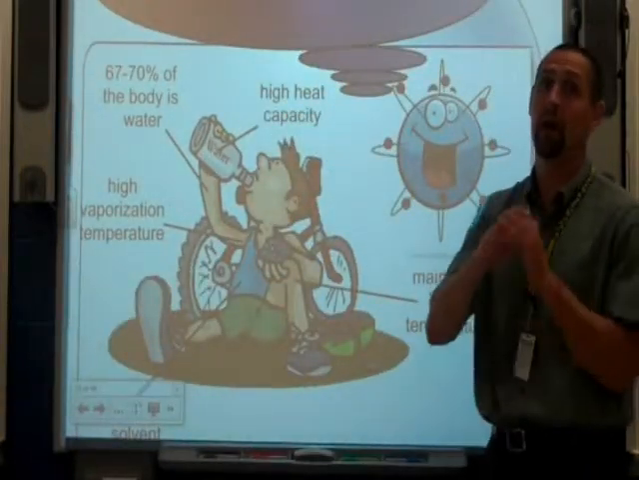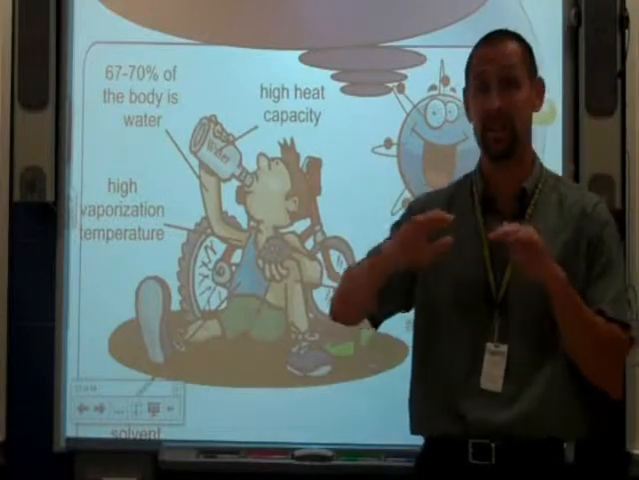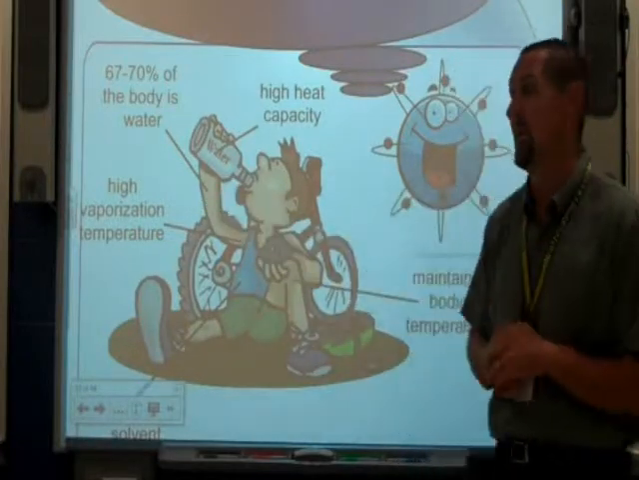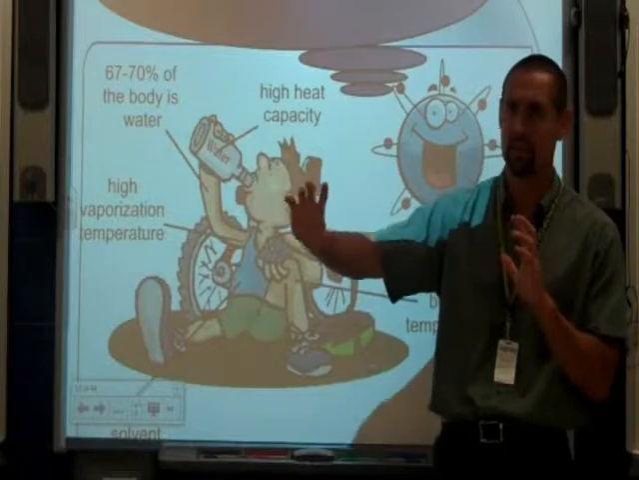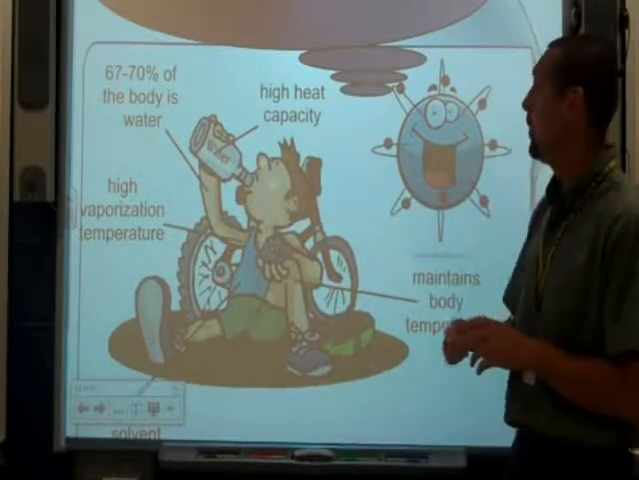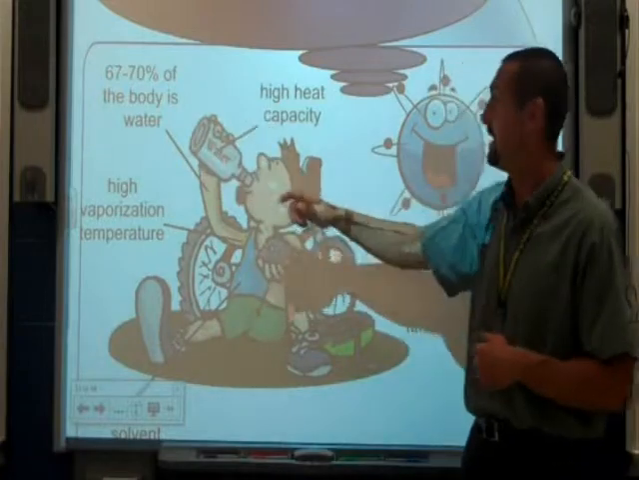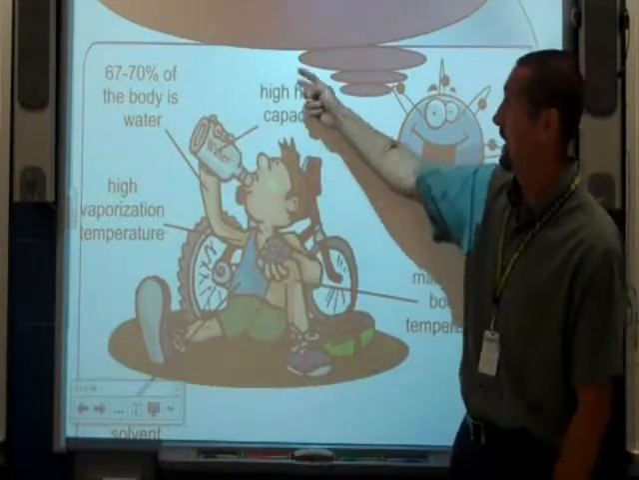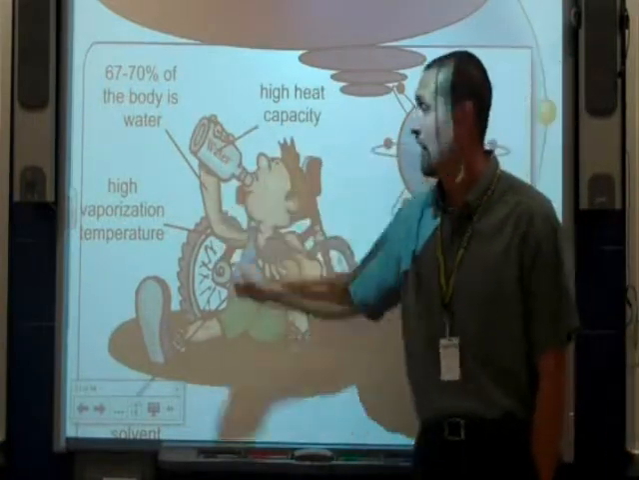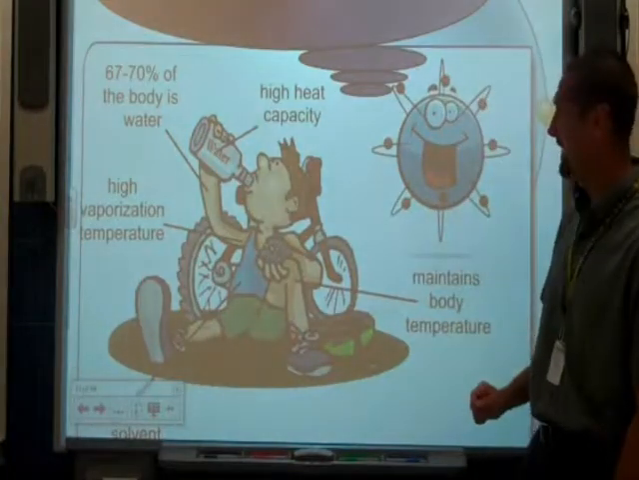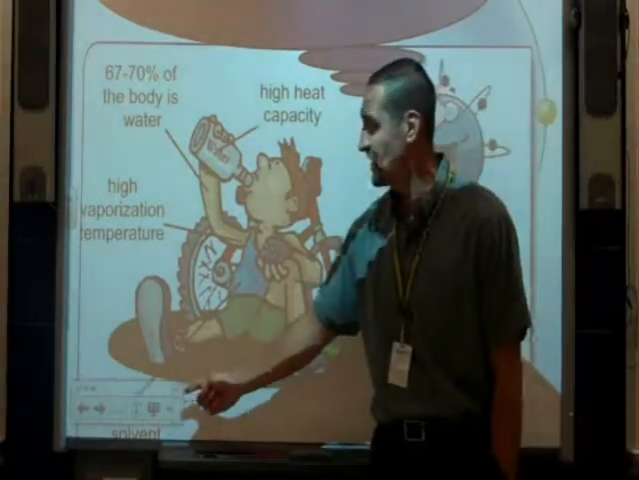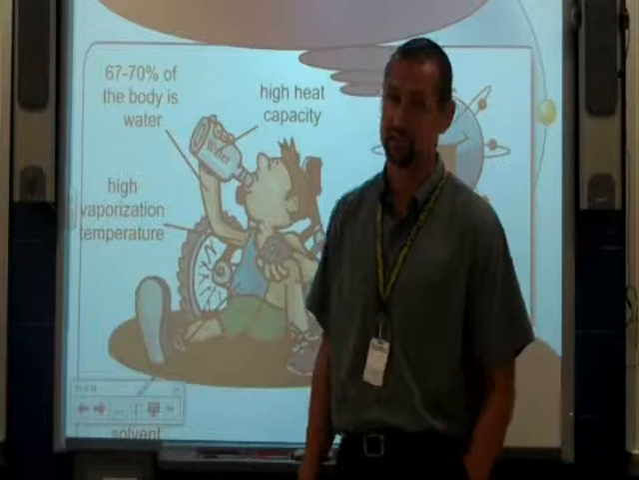How does water help the body maintain homeostasis or stay the same? Homeostasis just means like keeping the body the same. Well, by taking on some of the characteristics of water, namely high heat capacity, high vaporization temperature, maintaining the body temperature, a solvent, dissolving things.